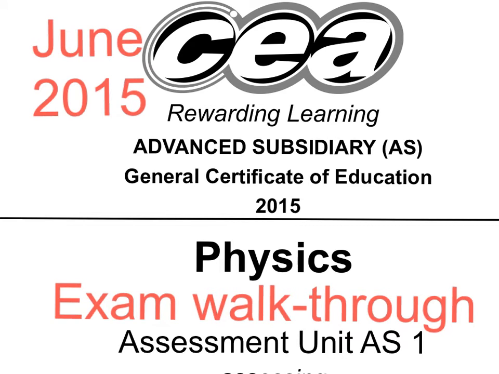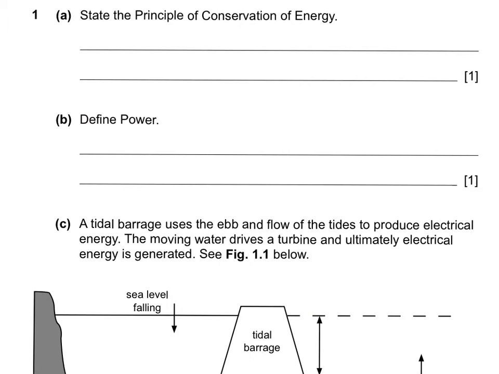We're going to go through the AS Unit 1 paper from CCEA, and this is Physics Unit 1 from June 2015. Question 1a, state the principle of conservation of energy. So this is the statement that you learn off from your notes, that energy can neither be created nor destroyed, simply converted from one form to another.